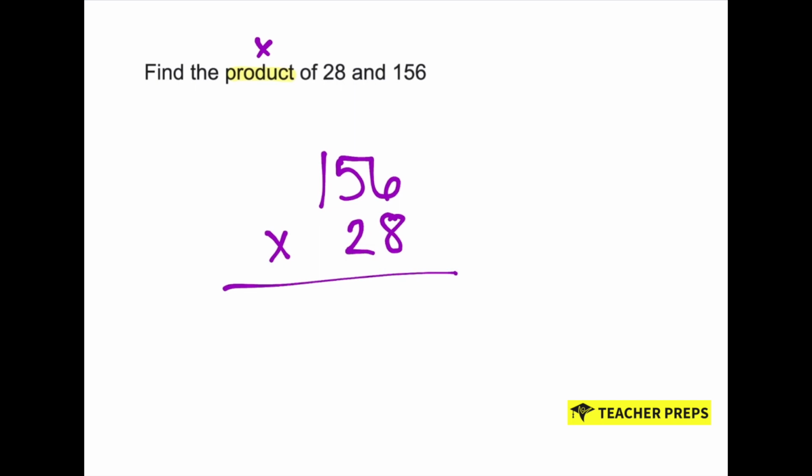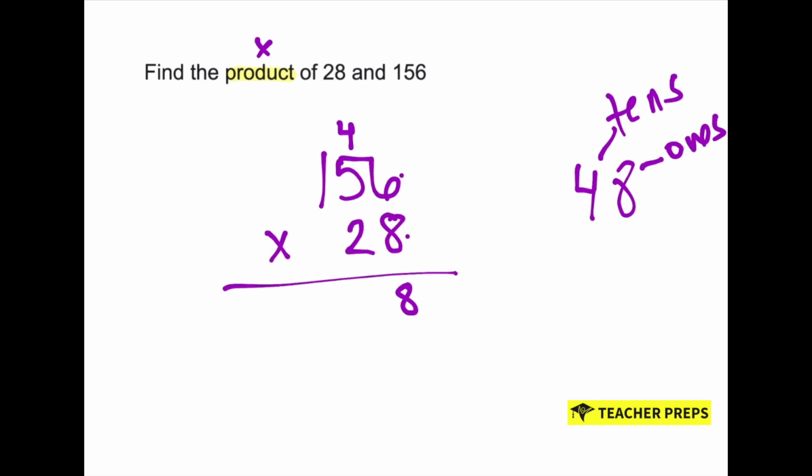When we multiply, we're going to multiply the number in the ones column on the bottom by every digit in the top number. So we're going to start by multiplying 8 times 6. 8 times 6 is 48. The 8 is in the ones column and the 4 is in the tens column. So we're going to drop the 8 into the ones column and bring the 4 up to the tens column.